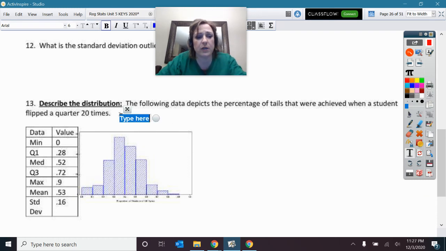So you're going to be doing basically what we had done on the last assignment. Make sure you're thorough in writing up your shape, outlier, center, and spread in sentences and with context. This is students flipping quarters and depicting the percentage of tails that were achieved when the quarter was flipped. Okay, so there we go.